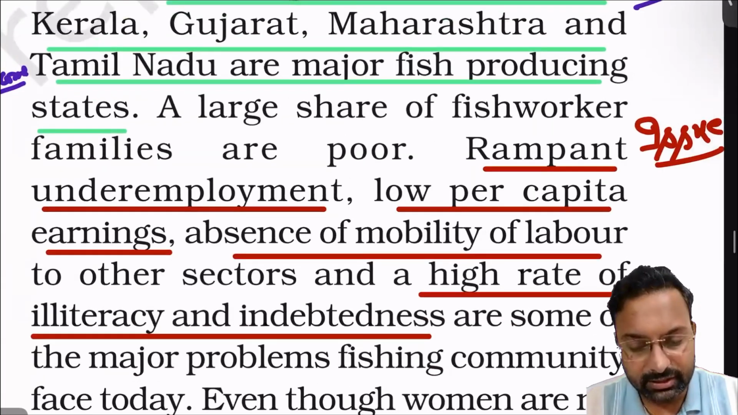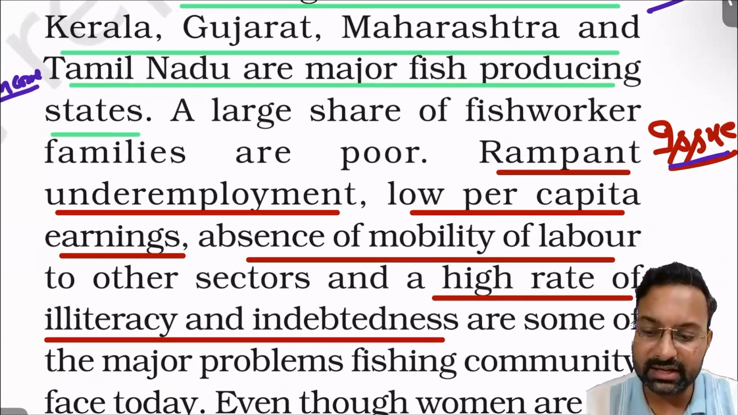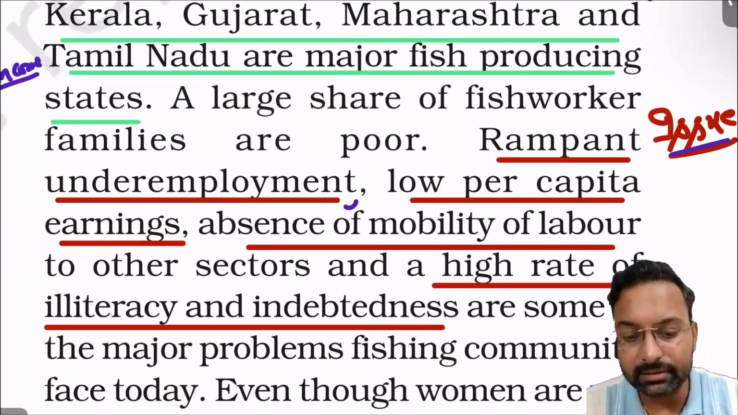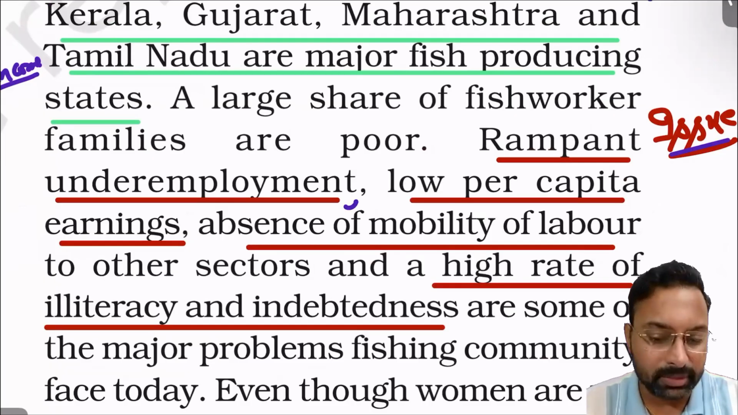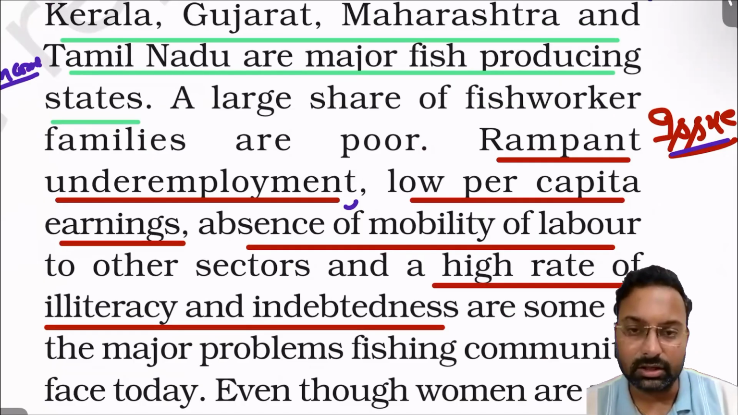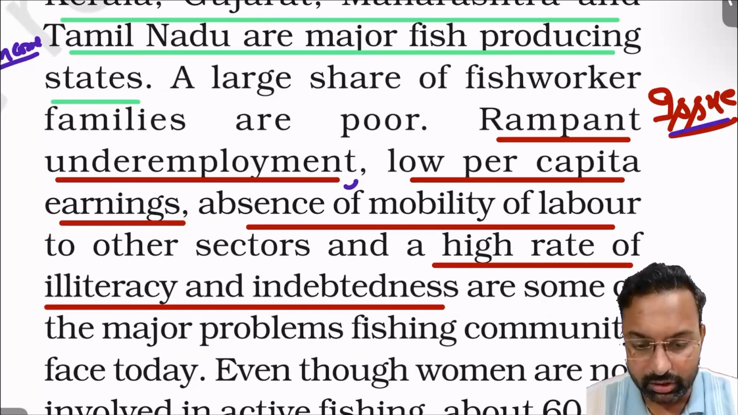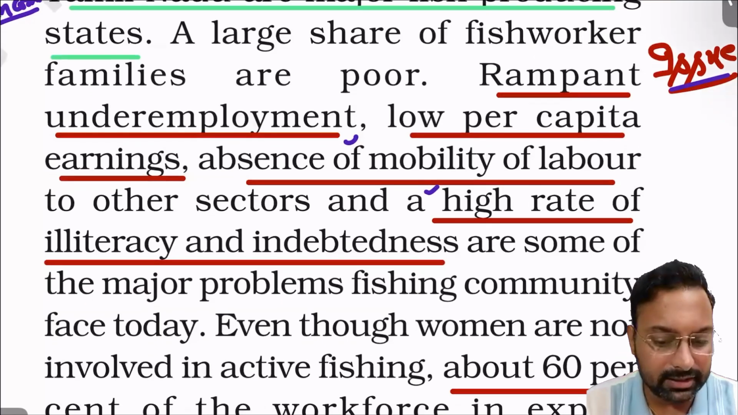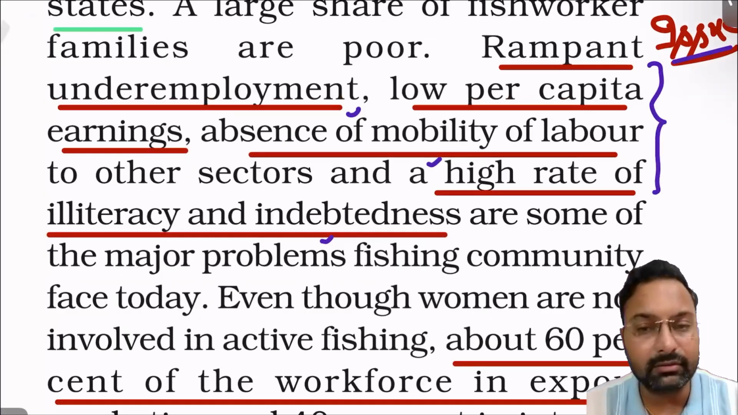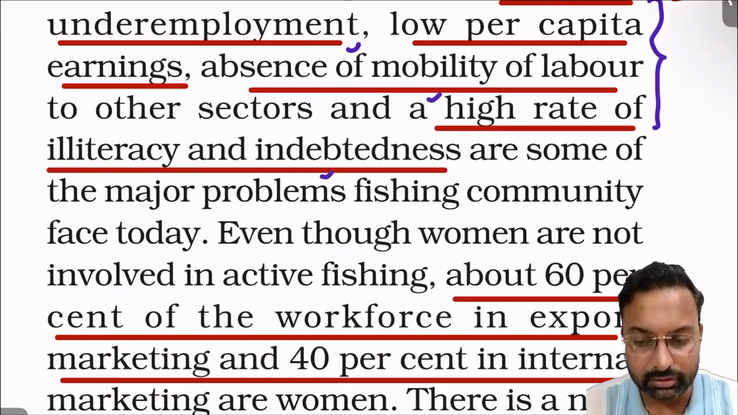But in the fishing sector there are also some issues. The challenges that the fishing community faces are because of rampant unemployment and underemployment. Per capita income is low because fish doesn't fetch that much price in the market. There is also an absence of mobility of labor, people are not able to move from one place to another, and high illiteracy and indebtedness are also there in the sector. These are some of the issues that the fishing community faces.